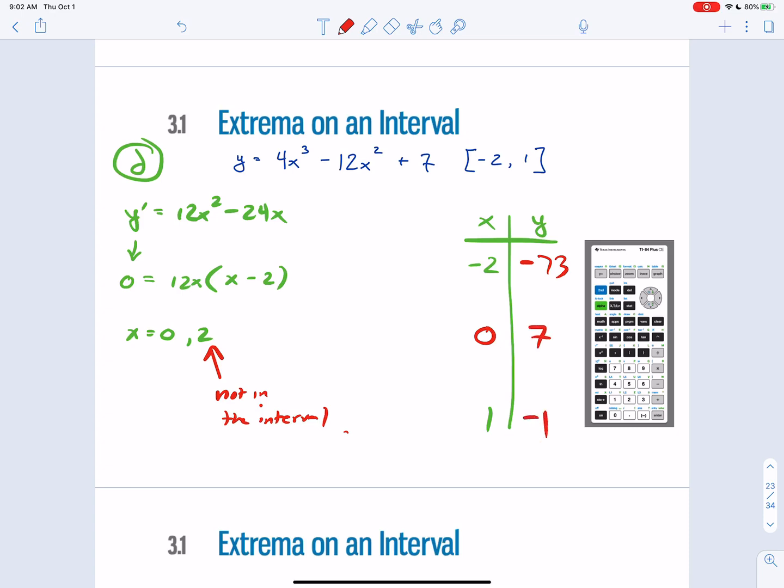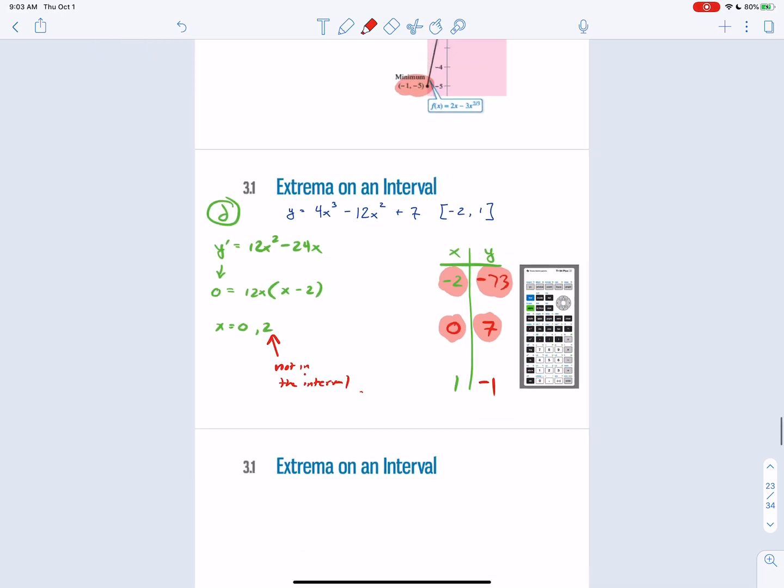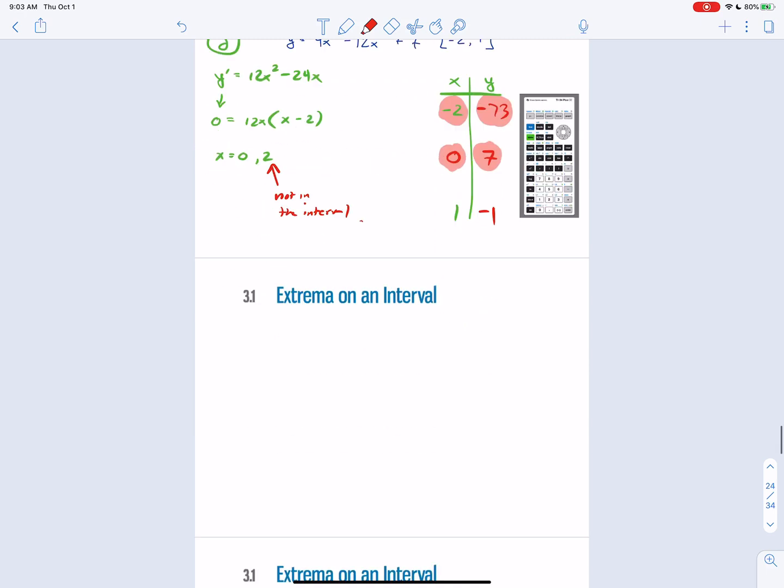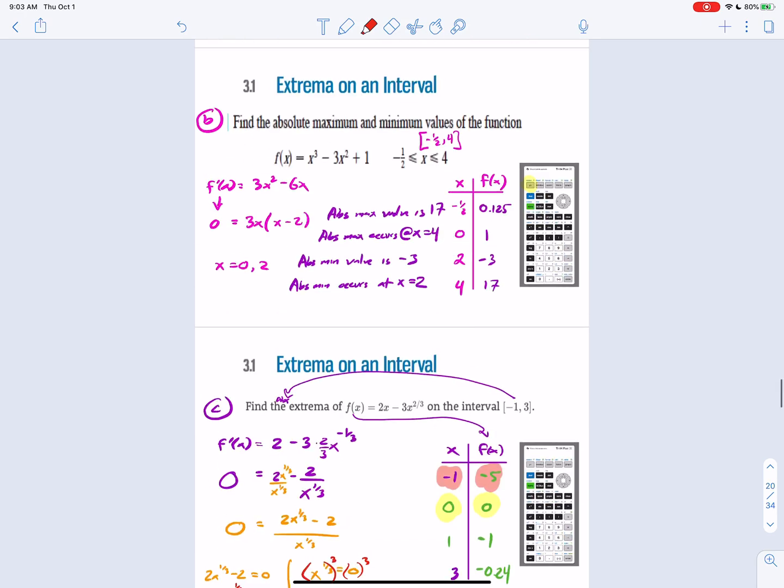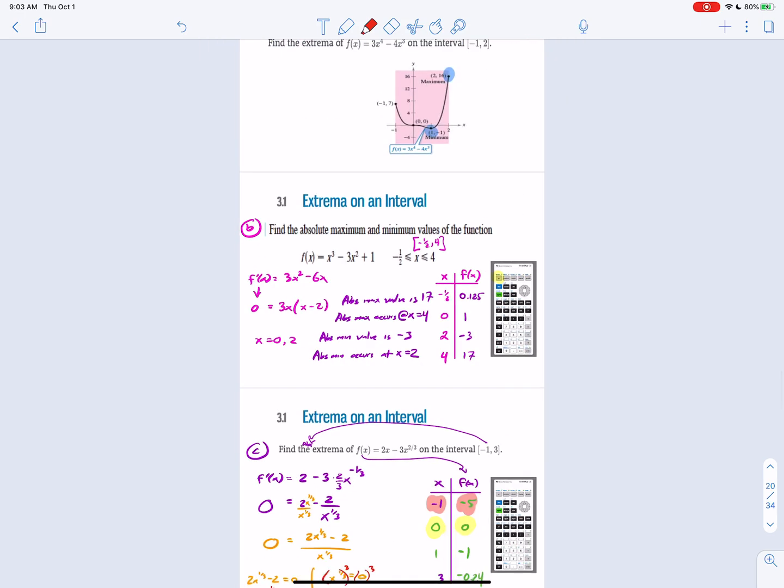Okay? From there, I know that my absolute maximum value is 7, and my absolute max occurs at x equals 0. My absolute minimum value is -73, and it occurs at x equals -2. And that's it. Okay? So we did learn about local extremas in general, but more in depth, we're going to find out how we actually find local extremas in the next lesson, okay?